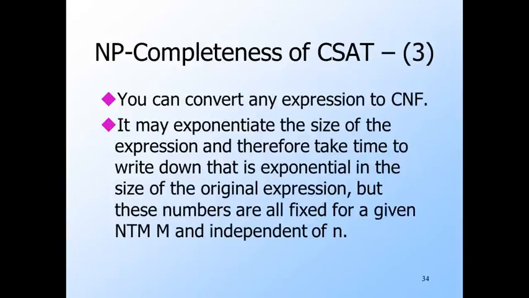It is possible to convert any Boolean expression to conjunctive normal form. I'll show you the trick on the next slide. This conversion does, in the worst case, exponentiate the length of the expression, but it doesn't matter in this application because the only expressions to which we need to apply the conversion are expressions whose size is independent of the input length n. Thus, the time taken to convert to CNF for each expression is just some constant, independent of n.